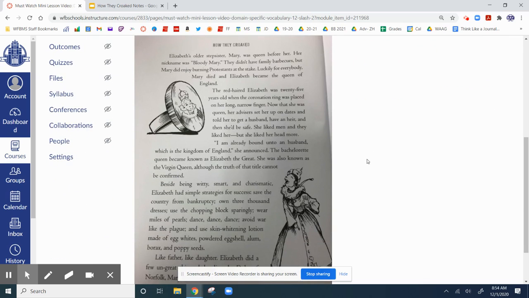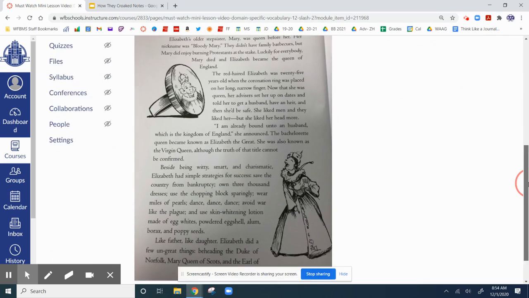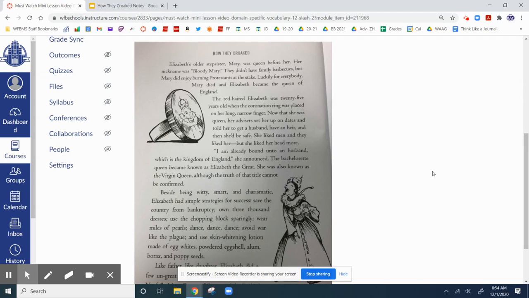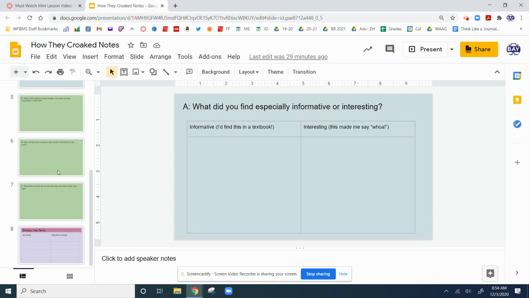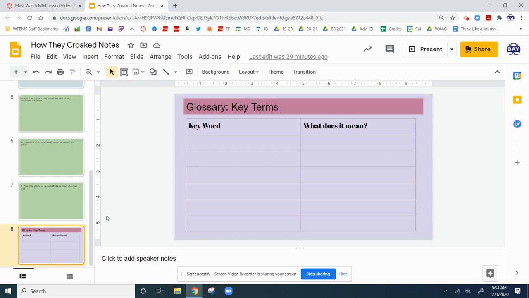So let's use how they croaked as a sample. I've got this page here from the Elizabeth chapter. I'm going to read through and just keep a lens out for words that I can add to my list of domain-specific vocabulary. If you go to your slideshow that we started yesterday, you can see the last page of it is in purple. It's the glossary of key terms. This is where you are going to add your domain-specific vocabulary. This is where you're going to compile those important words.